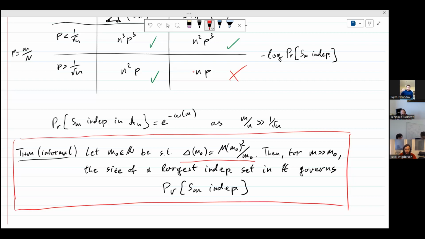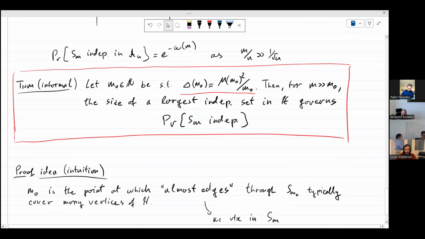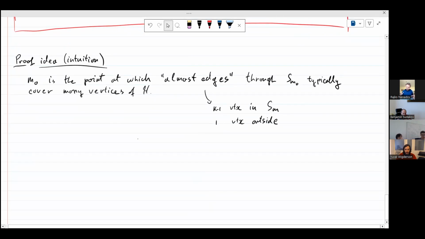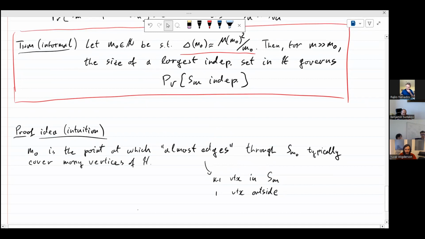All right. I want to give you a brief idea of how to prove this, and then we'll slowly wrap it up, and eventually we're going to end up with what some of you might know as hypergraph containers. So how do we prove this? I want to give you the intuition of why this is true.